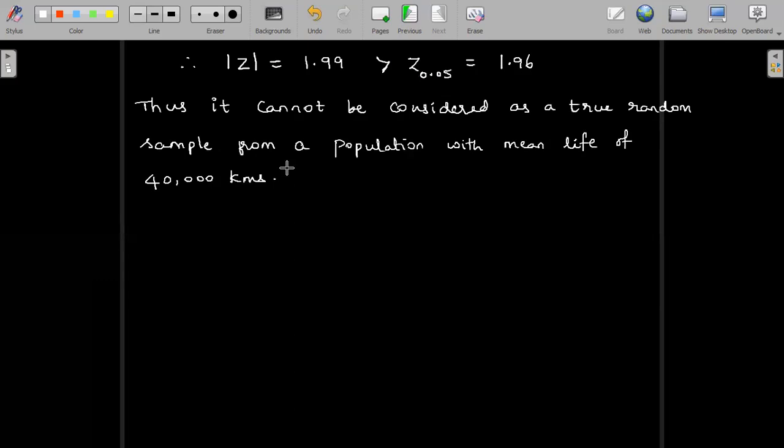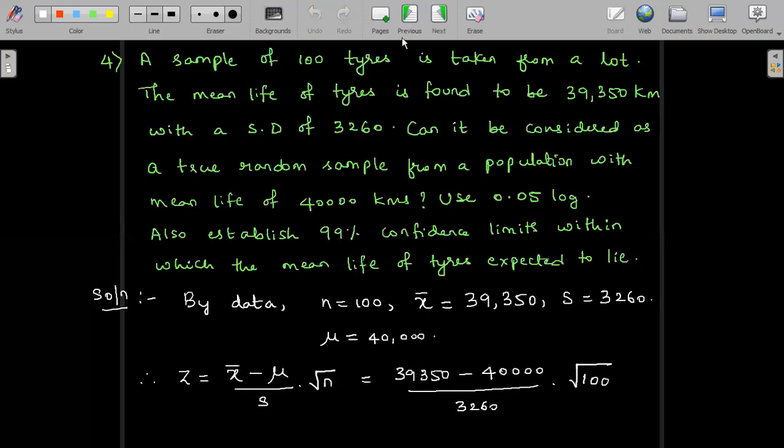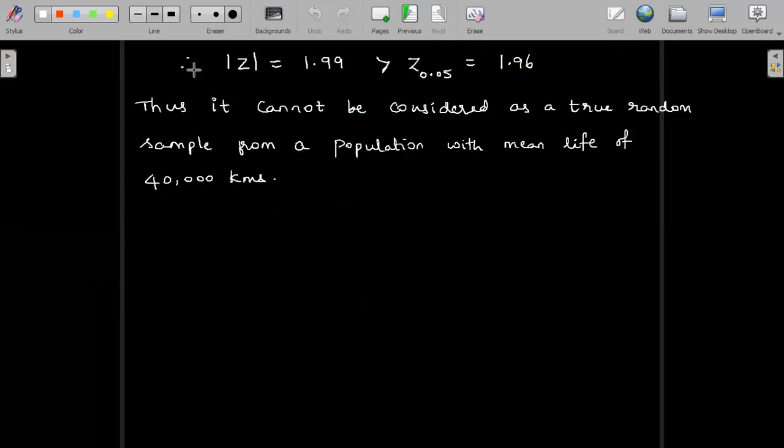So this was the first part of the problem where we need to either accept or reject the hypothesis. Now the second part of the problem is to establish 99% confidence limits within which the mean life of the tire is expected to lie. So mu lies between the confidence limits, and the formula says x bar plus or minus 2.58 into sigma divided by root n. Since sigma is not known, we will write it as s divided by root n only.